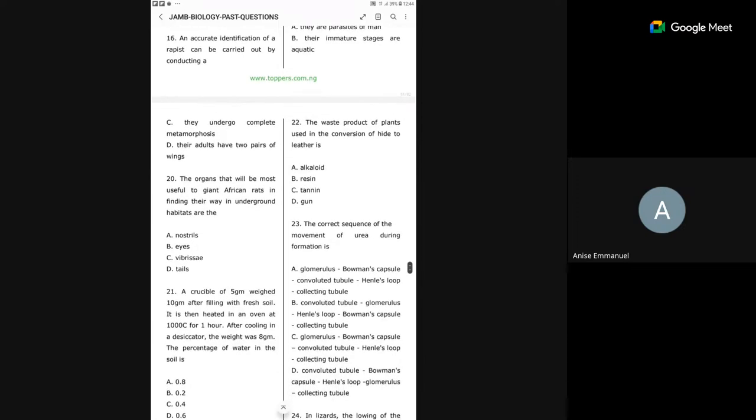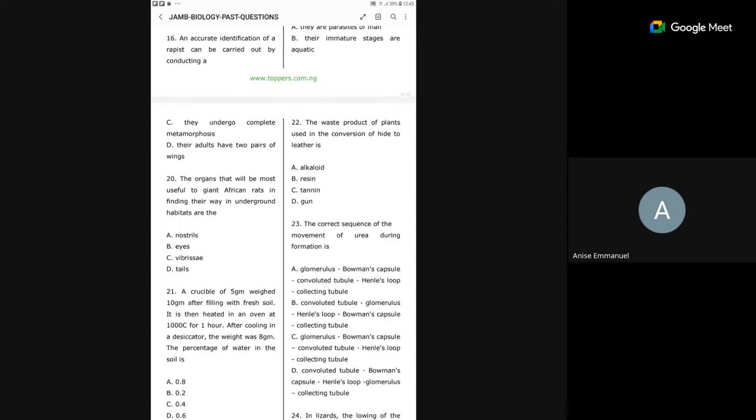Number 20. The organ that will be most useful to giant African rats in finding their way in underground habitats is what? The giant African rats. What organ is most important to them when it has to do with finding their way in underground habitats? You know, rats bore holes to create pathways for them to move. Those of us who have rats around our vicinity would have observed that.